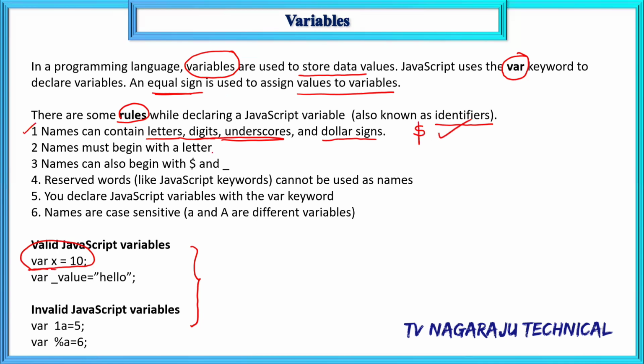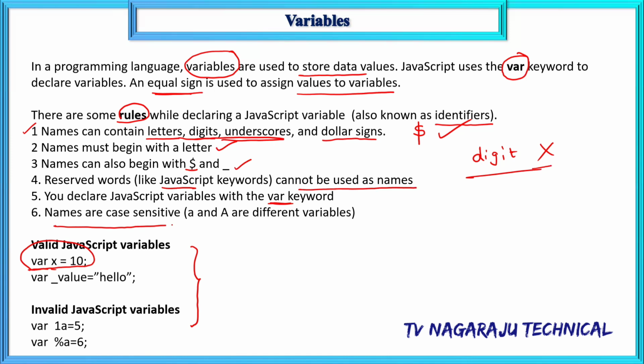Next rule, a name does not begin with a digit. That means a name begins with a letter, or a dollar, or an underscore. In the sense, it does not begin with a digit. Now, some reserved keywords are there. Suppose if, while, for: the reserved keywords cannot be used as names of variables. And we already discussed var is the keyword for declaring a variable in JavaScript.